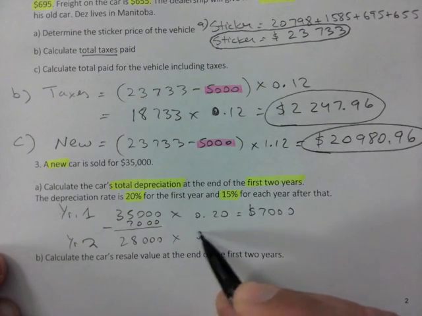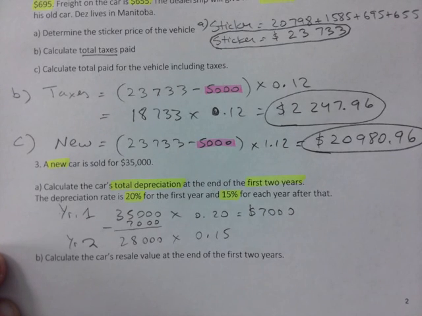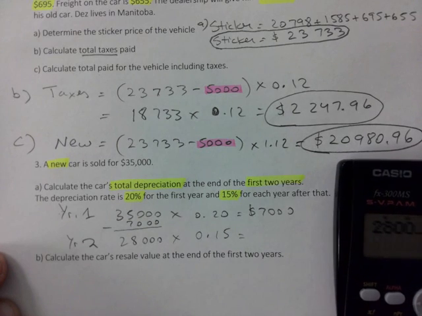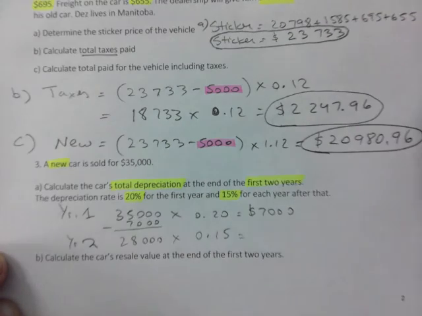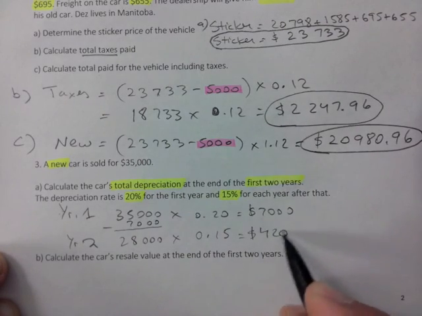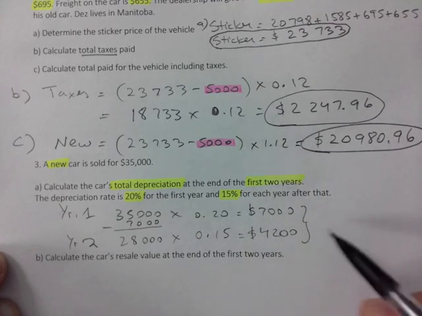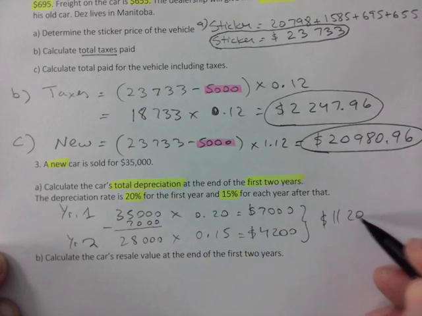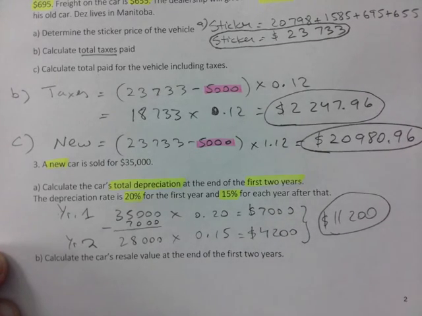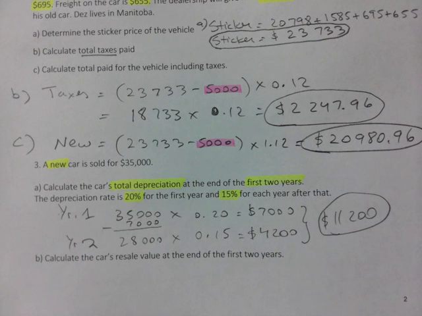28,000 left. I'm now losing 15% the second year. There we go, $4,200 lost the second year. I'm okay with you doing this, right? You add that up, and it's 11,200, and you circle that. Like that is my final answer, Mr. Dirksen. I did a bunch of work. I showed you my work, but this is indeed answering the total depreciation.